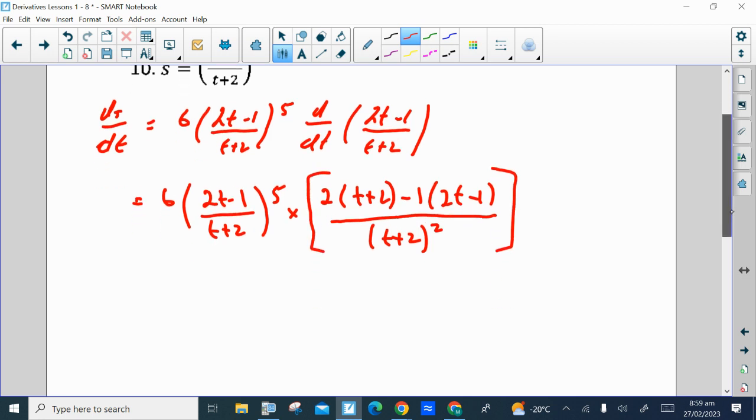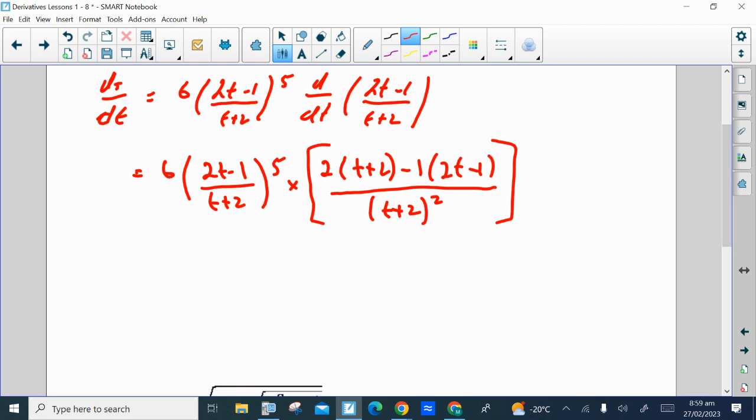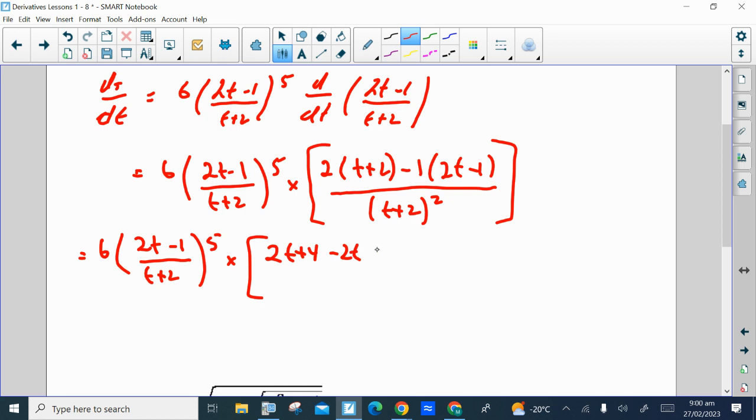Again, we talked about, as we go through this course, there's going to be some parts of it that are going to be heavy in the algebra. So let's simplify. So you're going to have 2t plus 4 minus 2t plus 1 all over t plus 2 all squared.